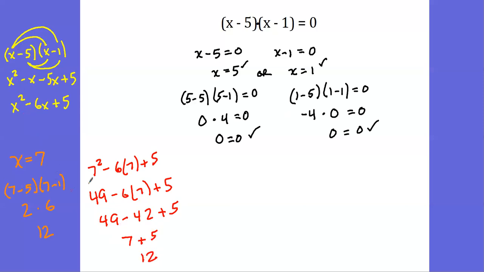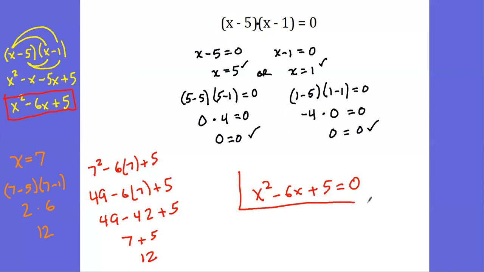So the whole point of that little exercise is to show that this expression right here is equivalent to this expression. And the reason that I'm bringing this up is because this problem in a future lesson is going to look much different. Instead of looking at it as the quantity of x minus 5 times the quantity of x minus 1 equals 0, you're going to see it as x squared minus 6x plus 5 equals 0.